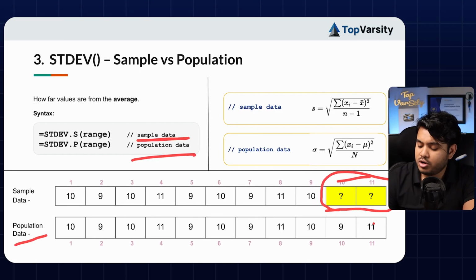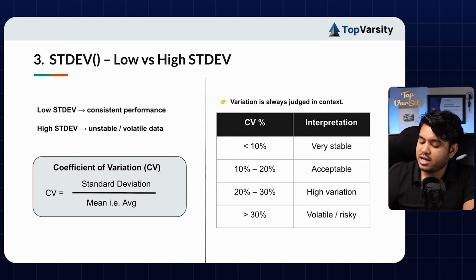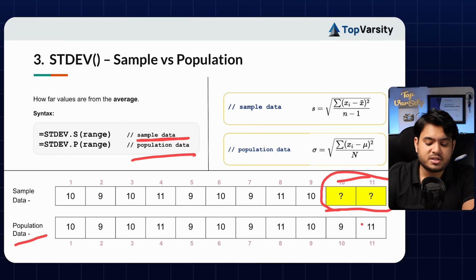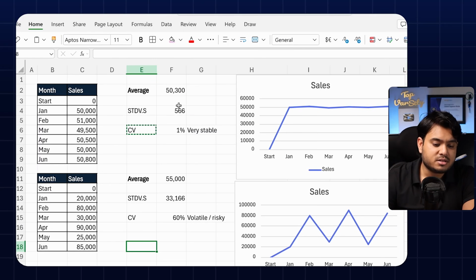Whenever you want to see how high your deviation is, you need to take the standard deviation divided by the average of the values. If it is lesser than 10, it is very stable. If it is between 10 and 20, then it's acceptable. If it is between 20 and 30, then it's high variation, and if it is greater than 30, then it's volatile and risky.